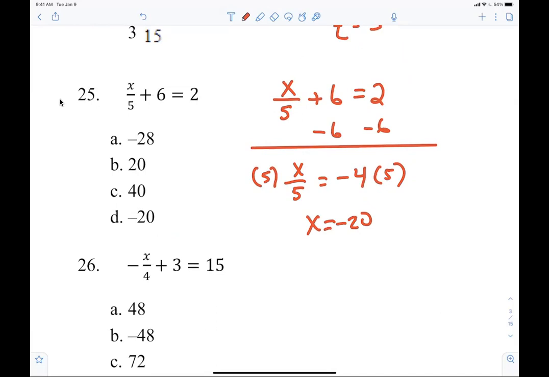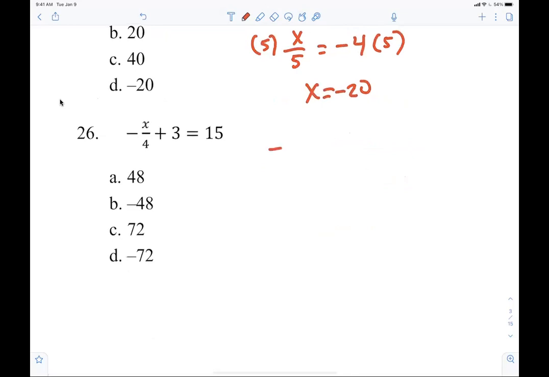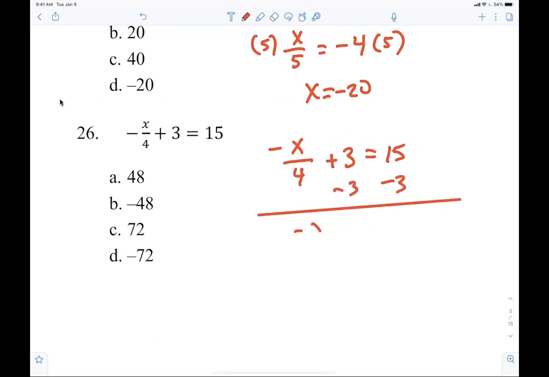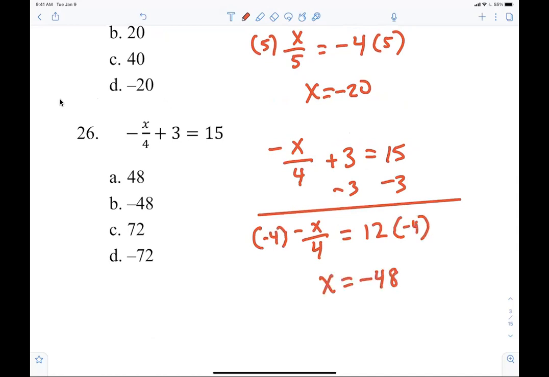All right, last one for today. Negative x over 4 plus 3 equals 15. So what do I have to do first? Minus 3. How much is that? And now what? Multiply by negative 4. Negative 48. Anybody have any issues? Any issues? Nobody?